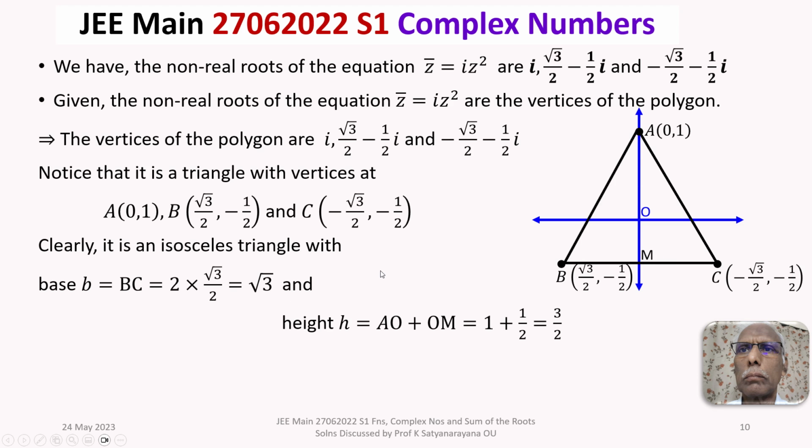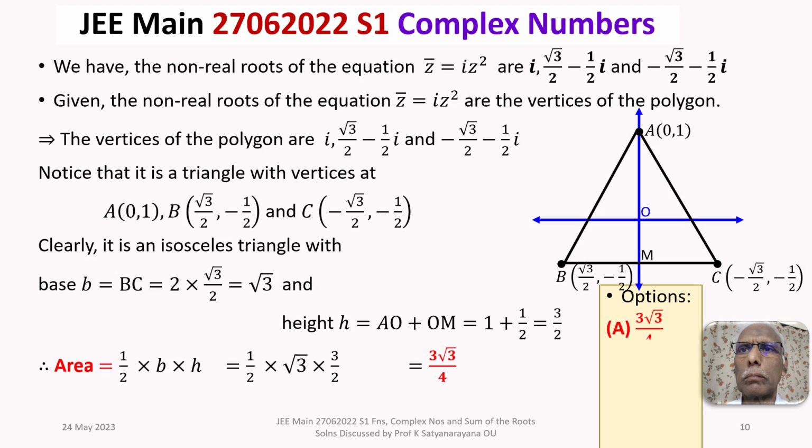So the area of the triangle is 1 by 2 into base into height, that is equal to 1 by 2 into root 3 into 3 by 2, that is 3 root 3 by 4. So that is the answer to this question, and our answer 3 root 3 by 4 appears against option A. The answer to this question is option A. That is the detailed discussion of the solution of the problem, which is based on the concepts of complex numbers.